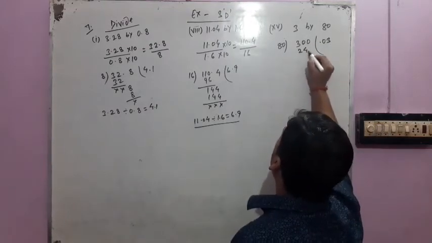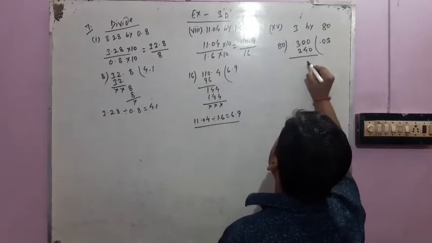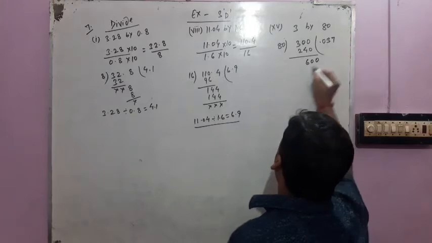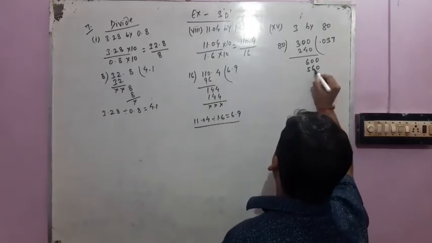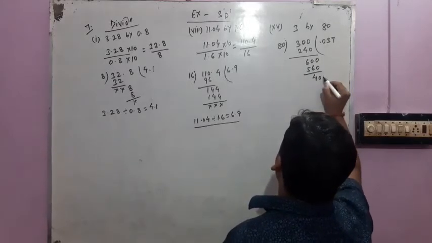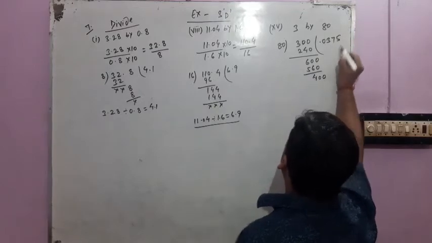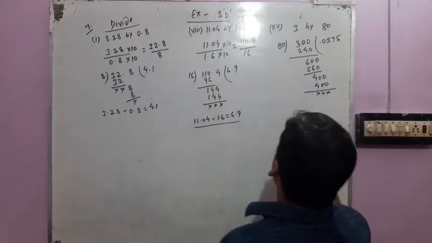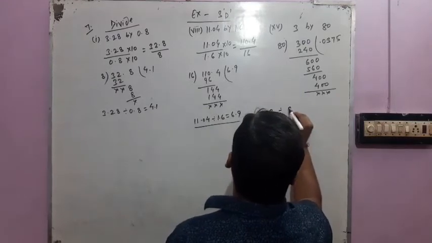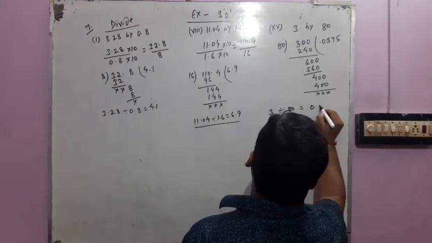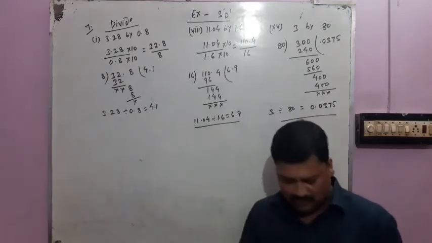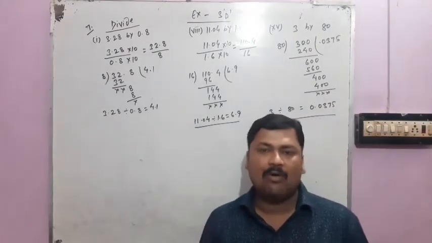Now 80 3s are 240. What remains here? 60. Again we take a 0. 80 7s are 560. What remains here? 40. Again we take a 0. Now 80 5s are 400. So when 3 is divided by 80, the result will be 0.0375. In the same way, we have to solve the rest of the questions. Now we move on to the next questions.